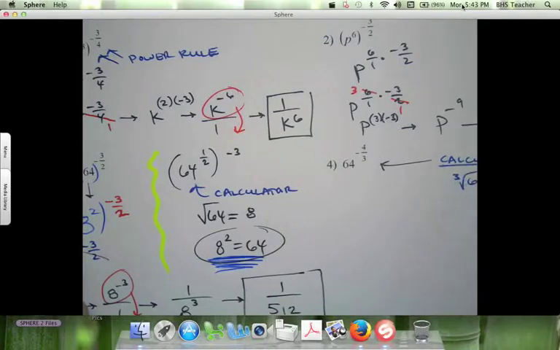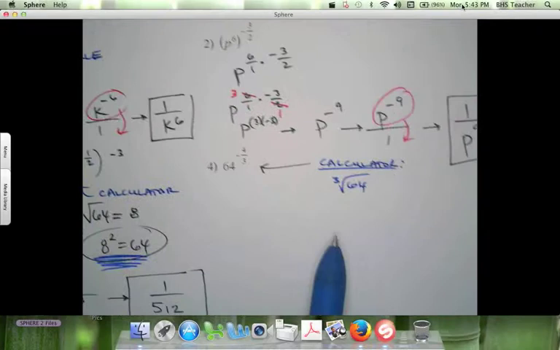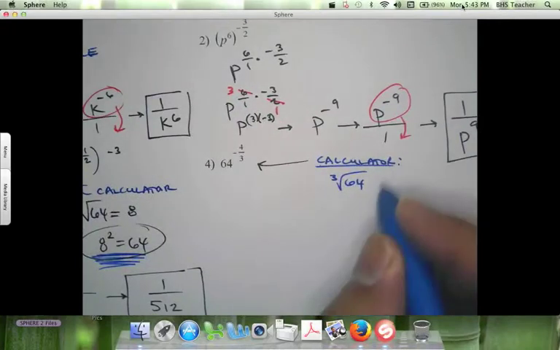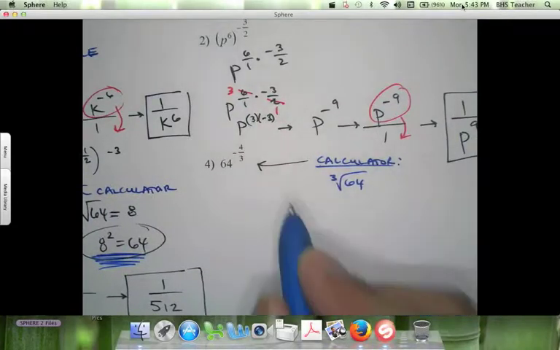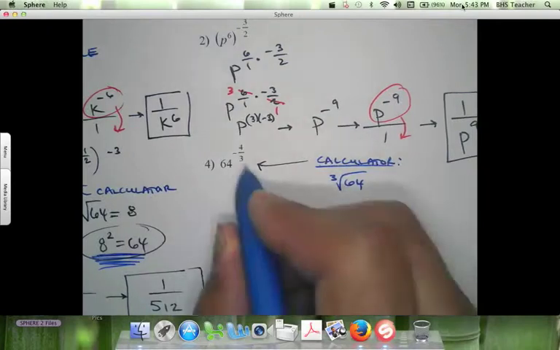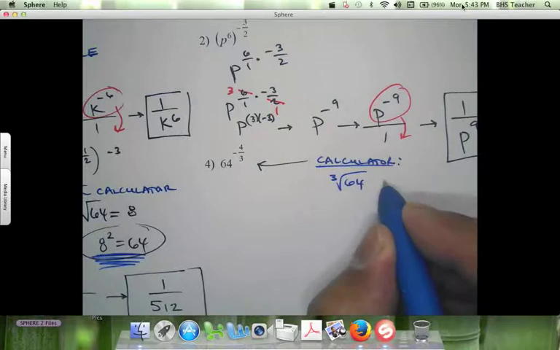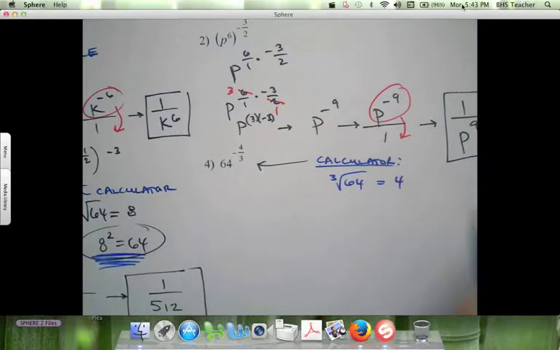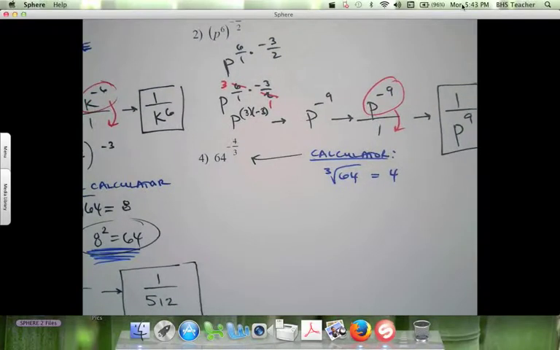When you do that on the calculator, and you do this correctly, a lot of people see 64 and they think 8. It's true, 8 squared is 64, but this is a cubed root. The cubed root of 64, your calculator will tell you the answer is 4. But again, what do you take from this?